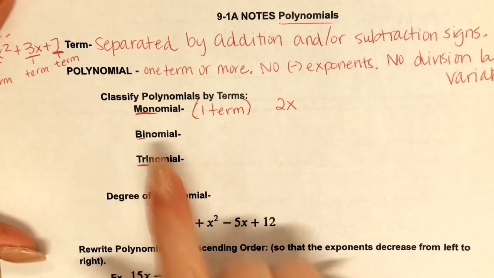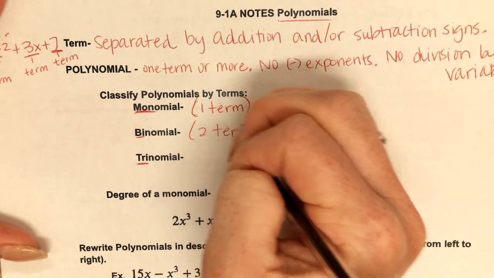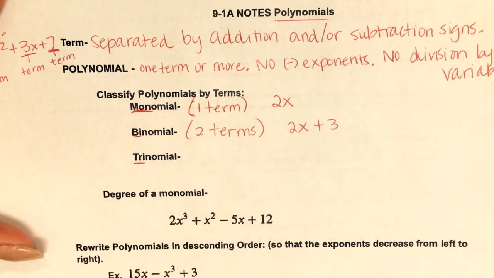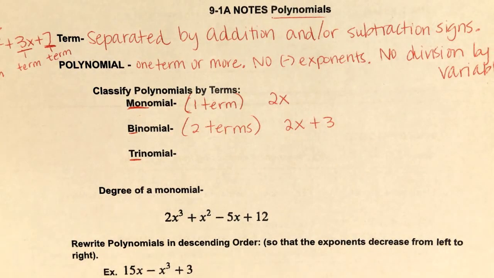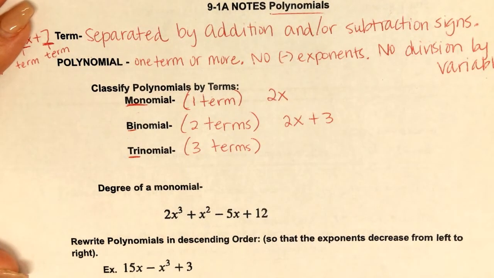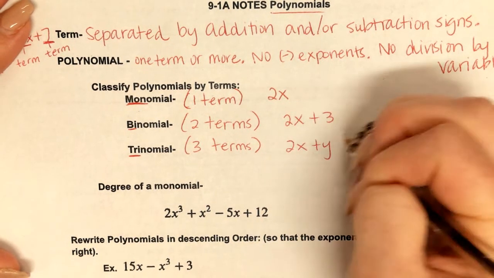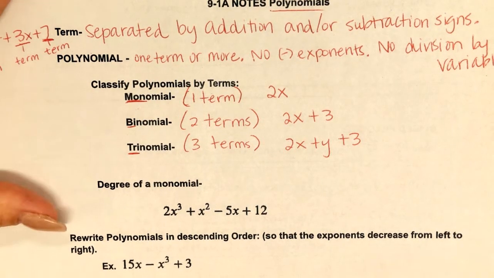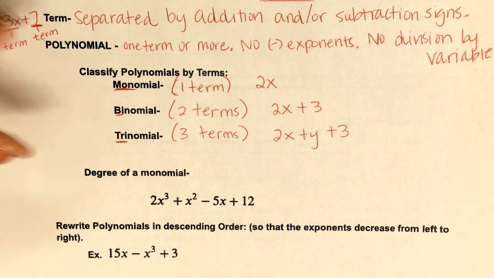Okay, a binomial, what is it going to be? 2 terms. And an example would be like 2x plus 3. And a trinomial, 3 terms. So let's do like 2x plus y plus 3. Can you have more than a trinomial? Yes, but we just call them polynomials. Like if you have more than 3, then you would just say, oh, it's a polynomial, okay?